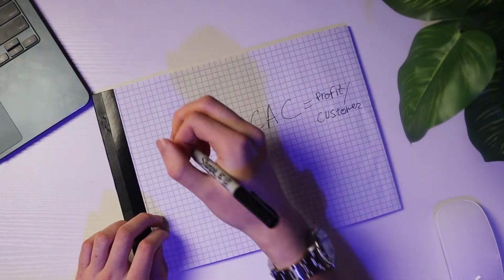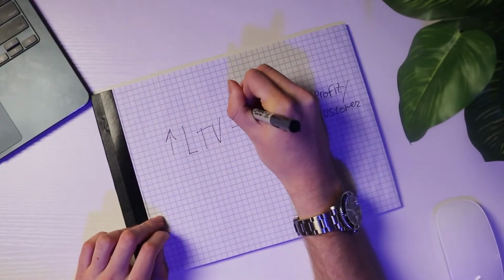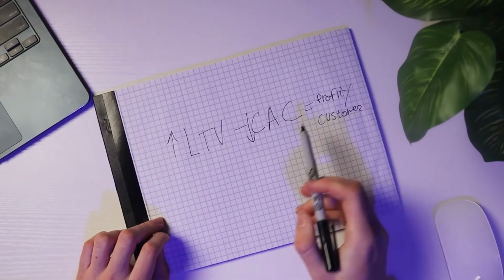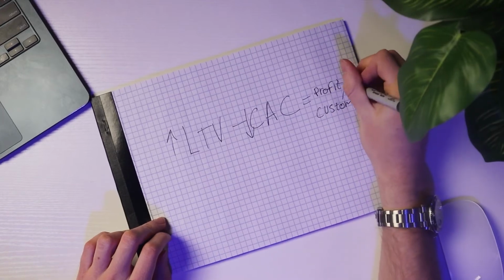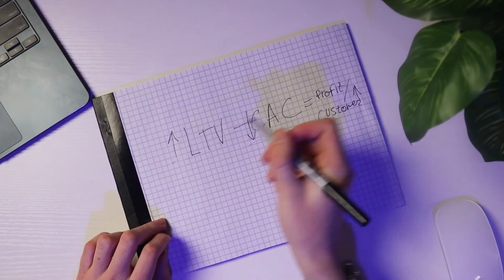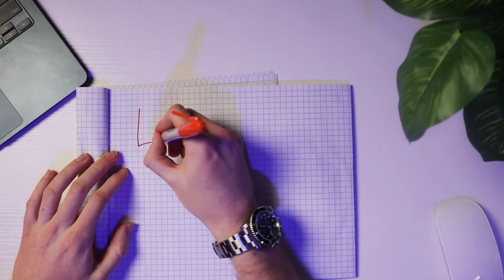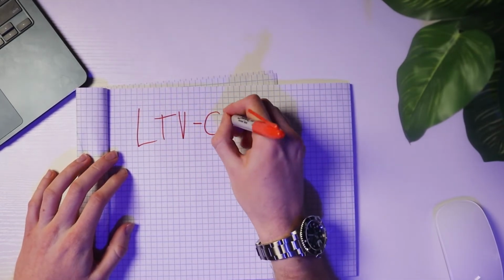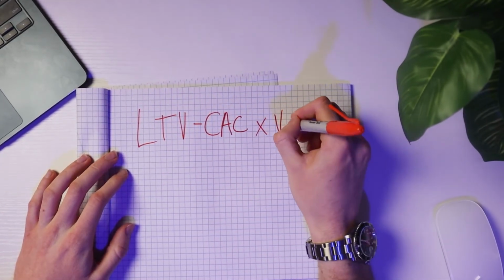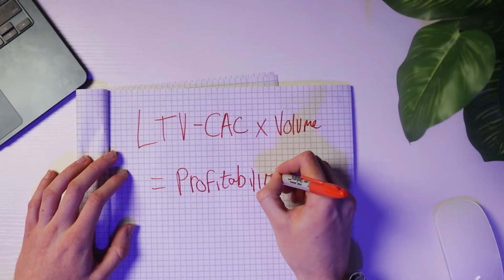And so if you can increase the amount of money that you're able to make per customer by either A, increasing the lifetime value or decreasing the cost to acquire a customer, you can increase the profit per customer, right? Either of these functions will increase your profit per customer. So one thing that I like to take into account here is volume and the actual profitability as a whole of the company, not just per customer. And that's where we're really going to look at the LTV minus CAC times volume equals your profitability.